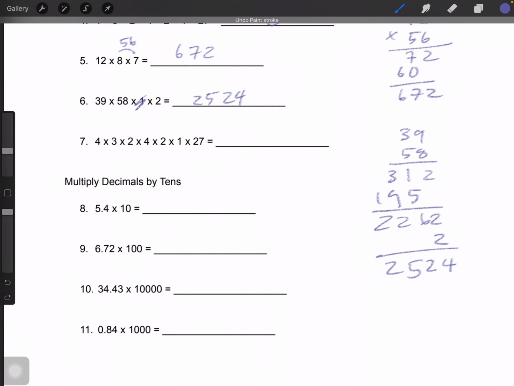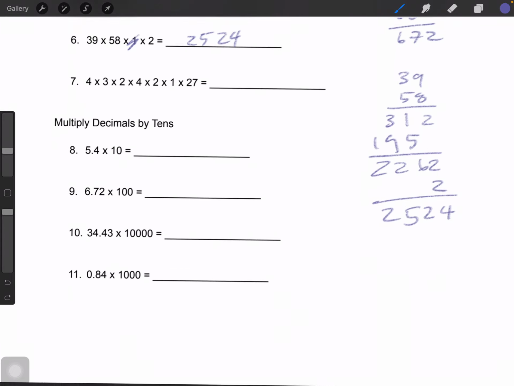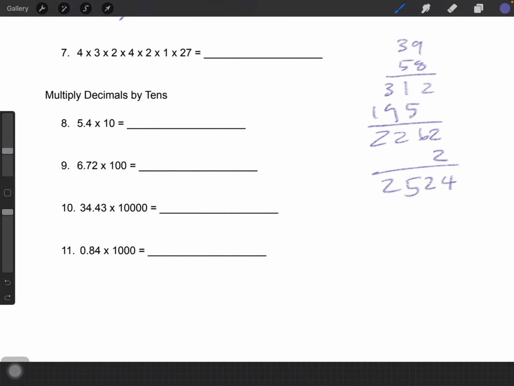And then this last problem I'm going to let you do on your own. Multiplying decimal by tens. Multiply it by 10, so you move it 1 space. Multiply by 100, so you want to move it 2. Multiply it by 10,000, so I'm going to move this 4 spaces, which gets the zeros. You get 3 zeros, 840.